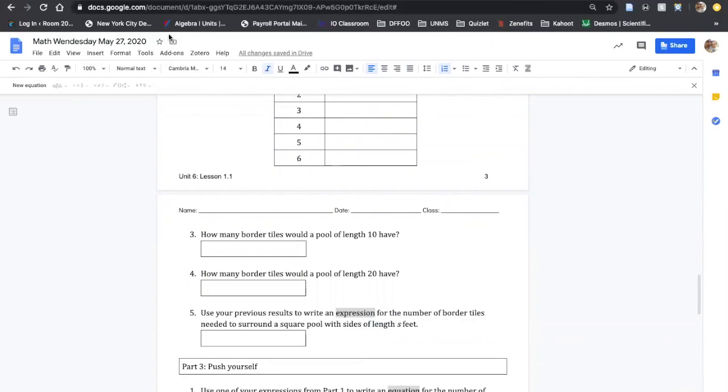All right. The next section is just the extension, so you can work on that when you're done. If you have any questions, please make sure you attend the Zoom session so I can help you out with this stuff. All right, good luck.